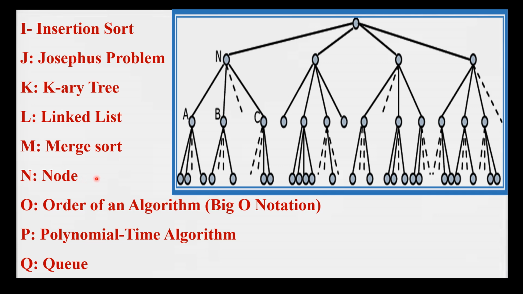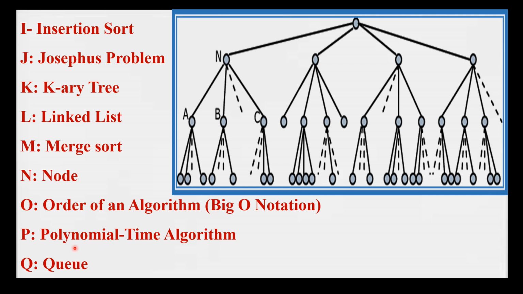Then O stands for order of an algorithm, that is big O notation. A notation used to describe the upper bound of growth rate of the resources an algorithm consumes. For example, time or memory relative to the size of input. Example, O(n squared) for a sorting algorithm that has a time complexity that increases quadratically with the input size. Then P is polynomial time algorithm. This is an algorithm that solves a problem in a time that is a polynomial function of the problem's input size. For example, sorting an array of integers using merge sort.